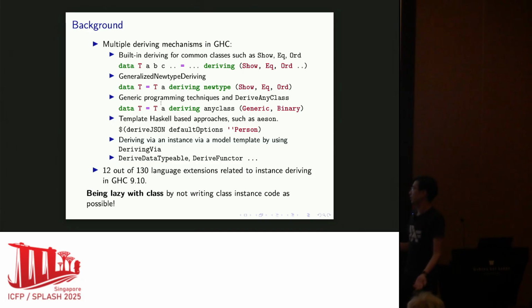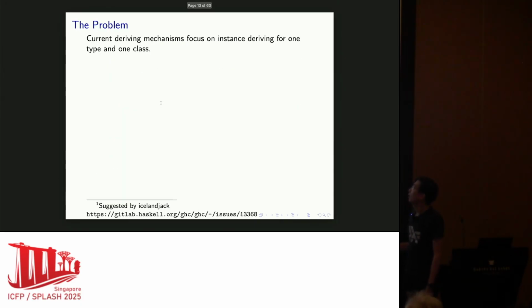I know the slogan is being lazy with class, but recently I understand it in this way: by writing as little class instance code as possible. When I was writing Haskell code, I encountered a problem. The current deriving mechanism focuses on only one instance and one class at a time.